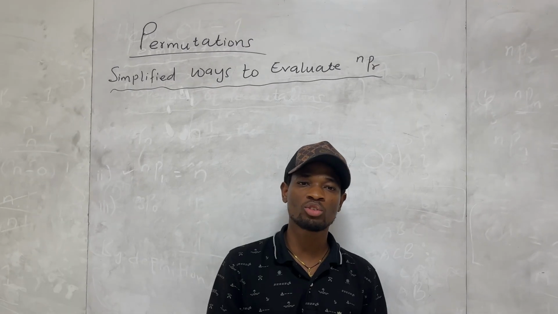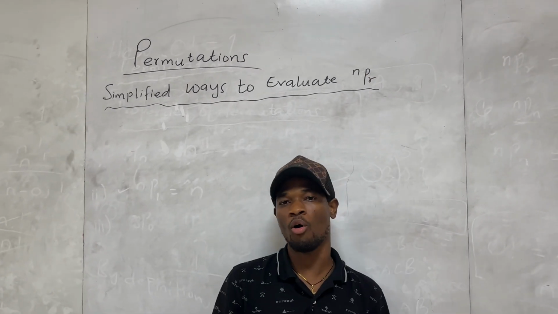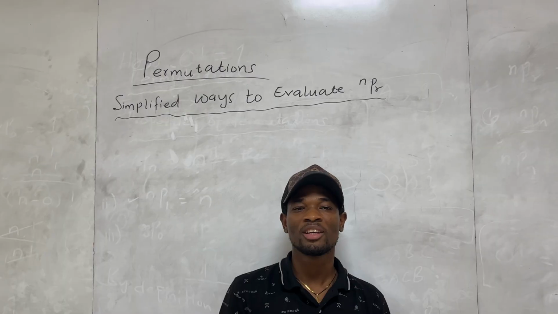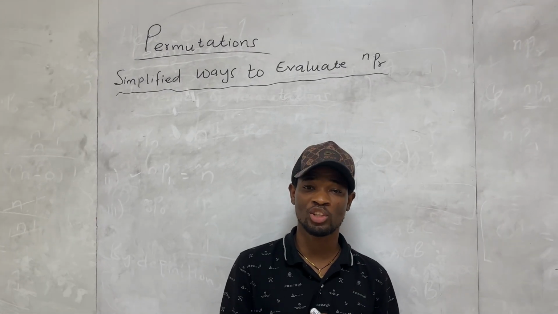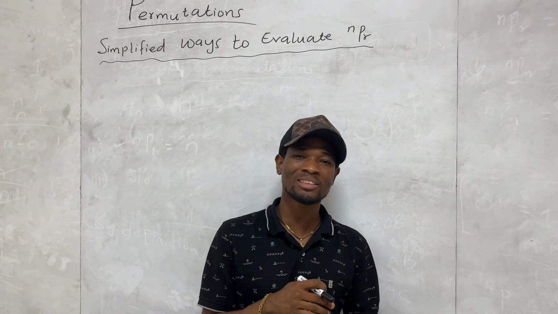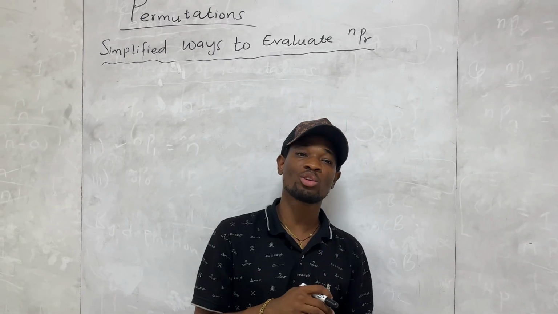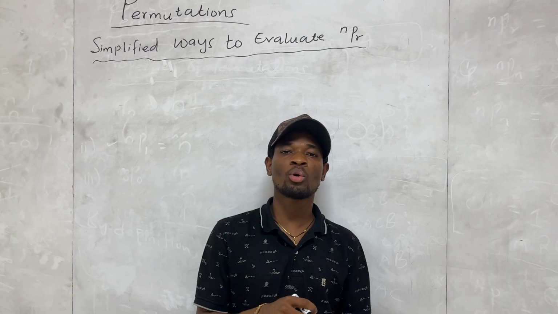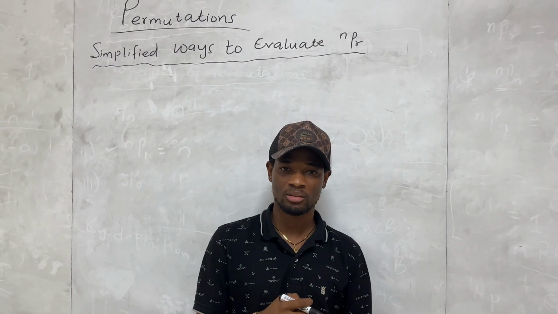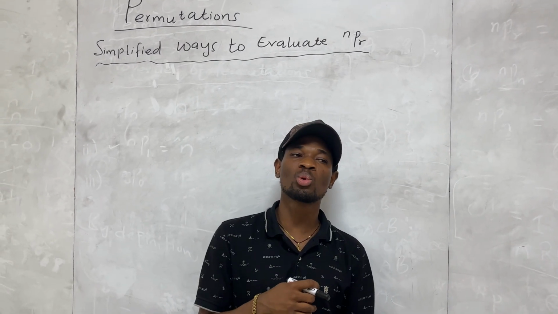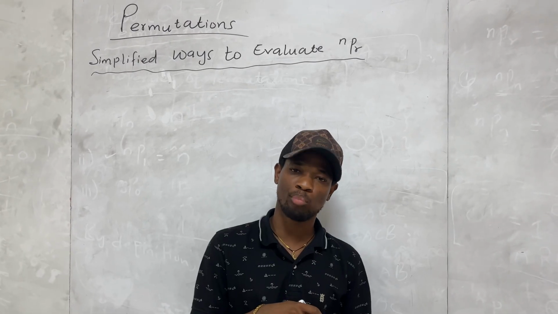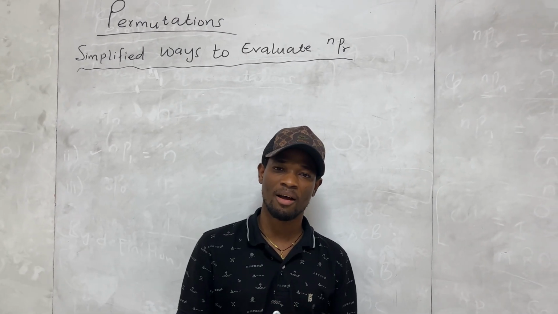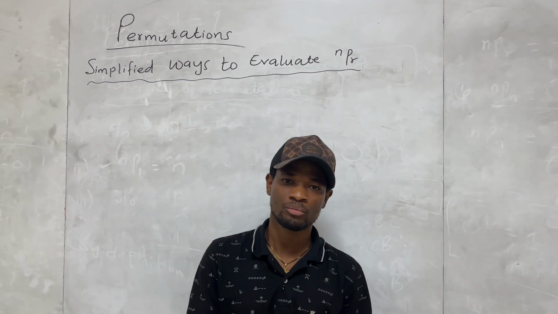Now today we are going to look at how to evaluate or simplify permutations. Of course, the fastest way to do that is by using our scientific calculators. You can also employ the formulas, but I'm going to teach you another new trick you can employ to make things easier and faster for you.